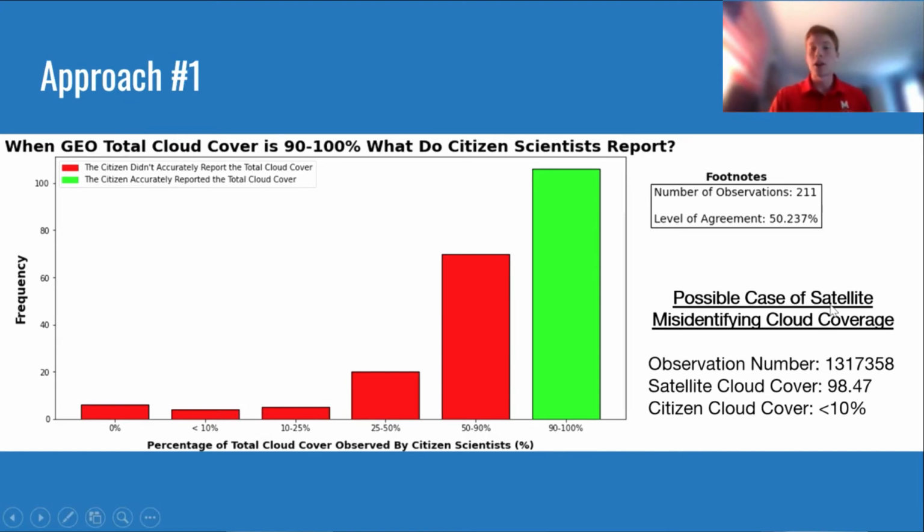So this text box that I included on the right-hand side is an example of something I would have outputted into my terminal. I would output each one of these cases in the last few bars, and it would output the observation number, as well as the satellite cloud cover and the citizen cloud cover. And the citizen here, they're reporting less than 10%, so this observation would be within this bar. And I would use that observation number in order to find the photos that the citizen is taking and the variables they're reporting.